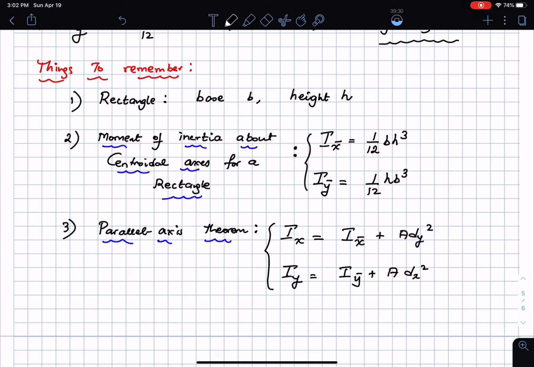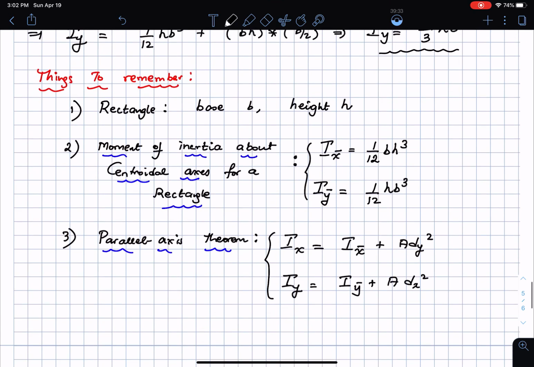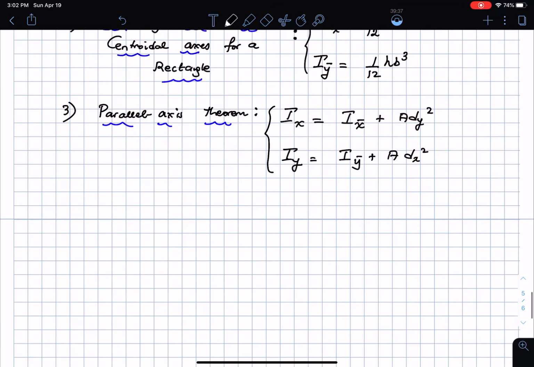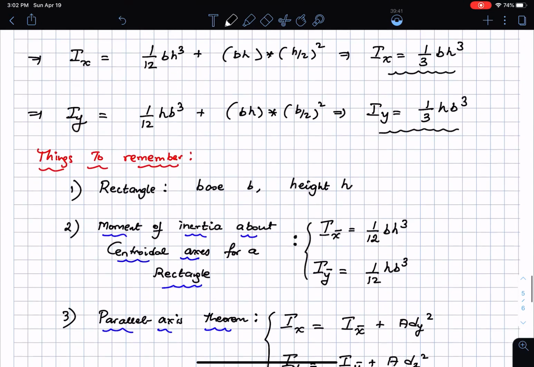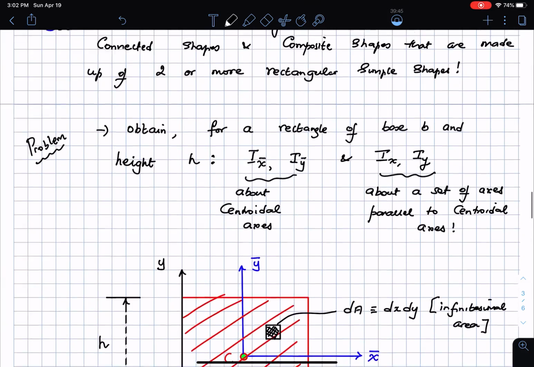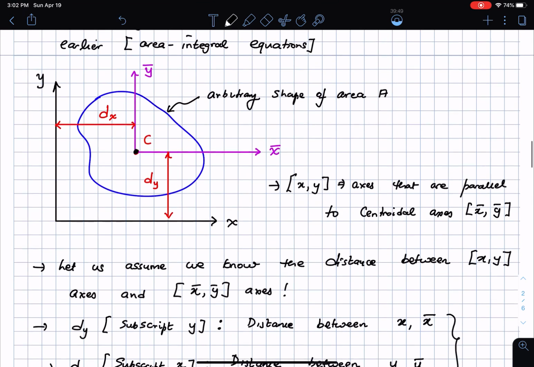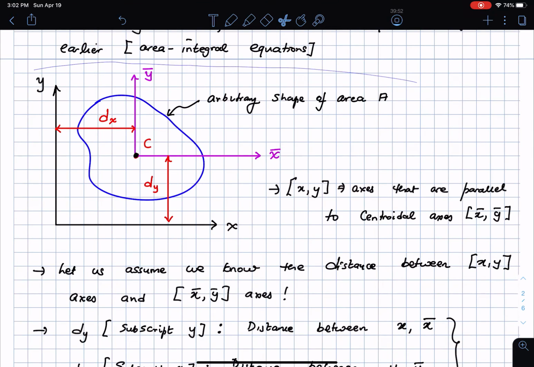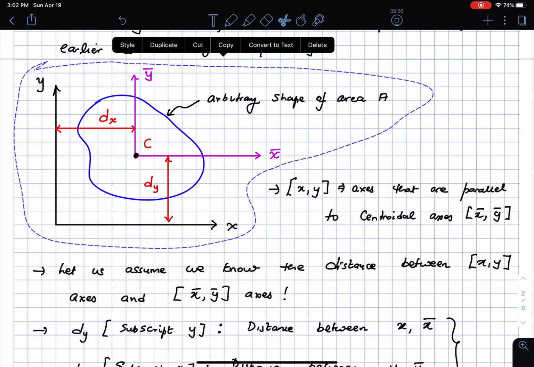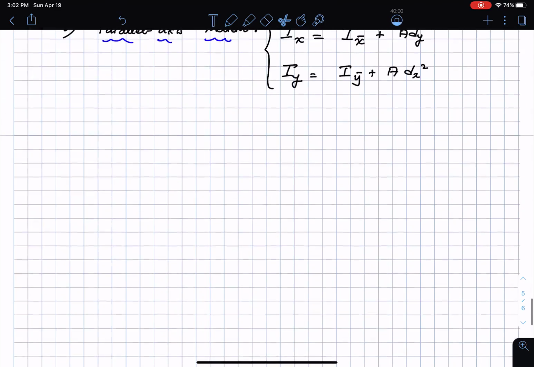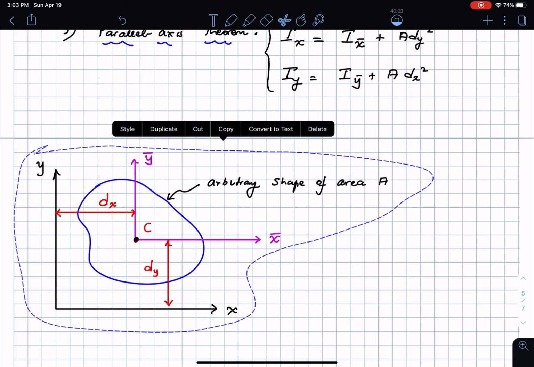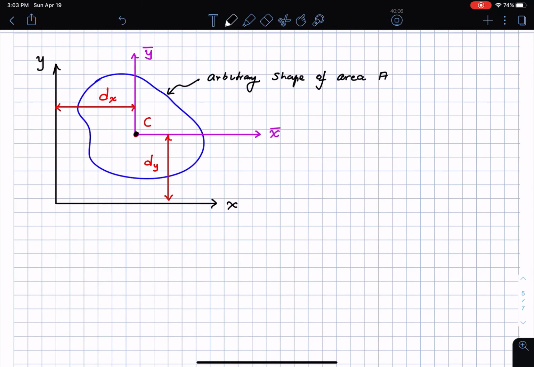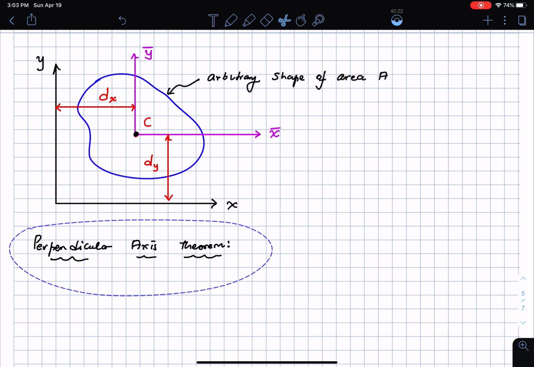There's also something called the perpendicular axis theorem, which I will not dwell too much on, but the basic idea is the following. We don't need to remember this. This is just a digression. Maybe I'll just write this down where I had written the parallel axis theorem. I'll just take this figure, copy it, and put it down here. You have the x-axis and y-axis. Then we can draw something called the z-axis.